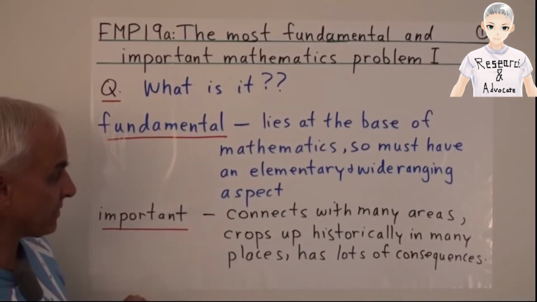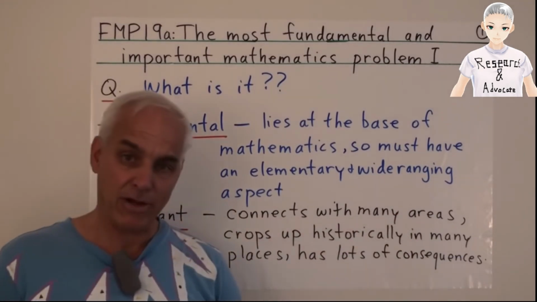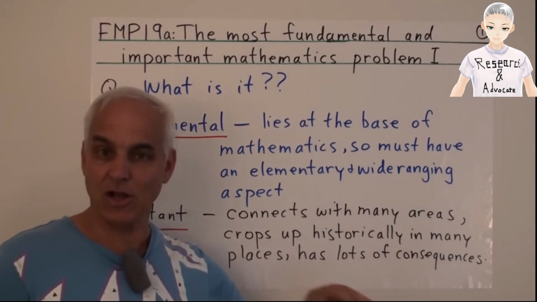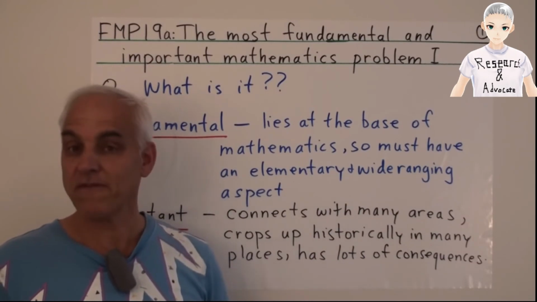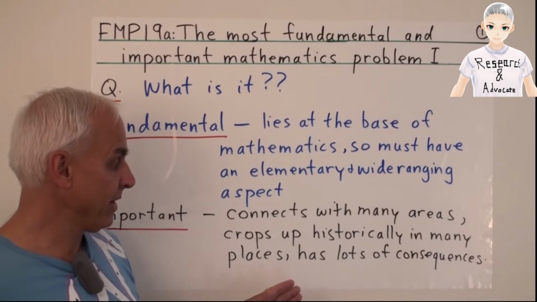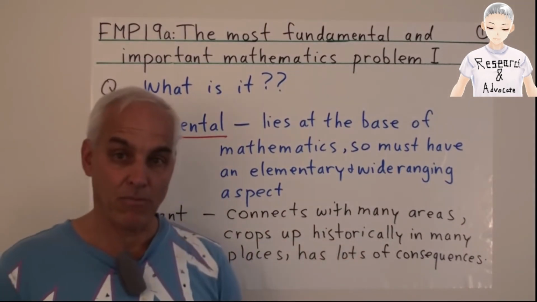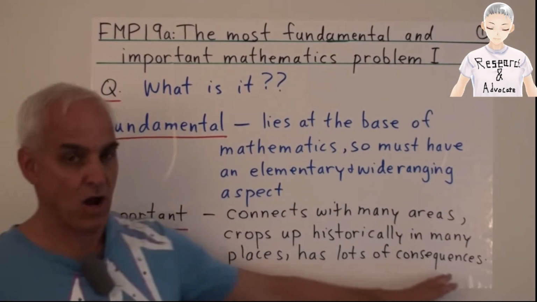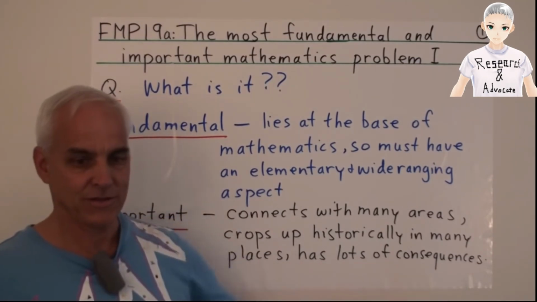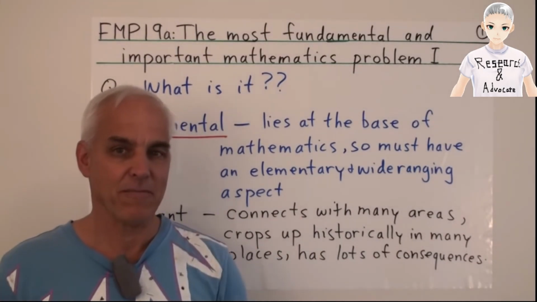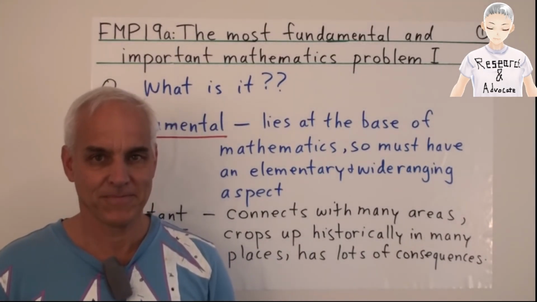It's important because, first of all, it connects with many areas, but we'll also see that it crops up historically in a lot of different places. A lot of famous mathematicians have, at some point or another, wrestled with this problem, or some aspect of it. And it has lots of consequences. So the way we answer this problem affects a lot of different mathematical theories.